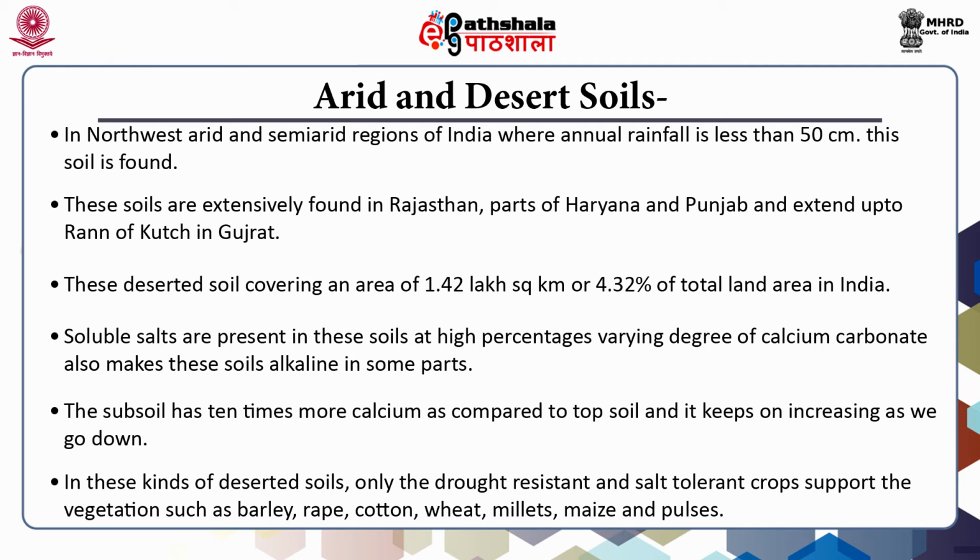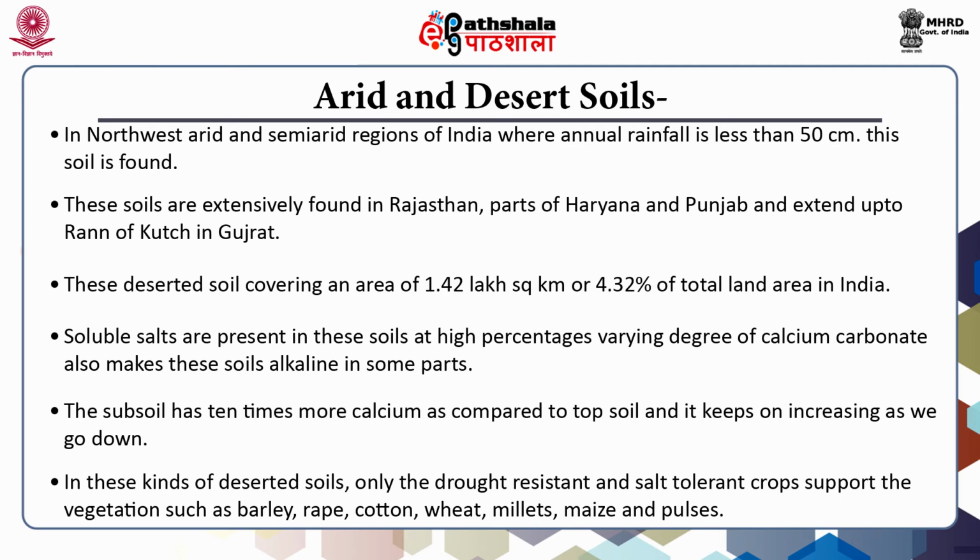Some of these soils contain a high percentage of soluble salts, are alkaline with varying degrees of calcium carbonate and are poor in organic matter. In large parts the calcium carbonate content increases downward and in certain areas the subsoil has 10 times calcium as compared to the topsoil. The phosphate content of this soil is as high as in normal alluvial soils.